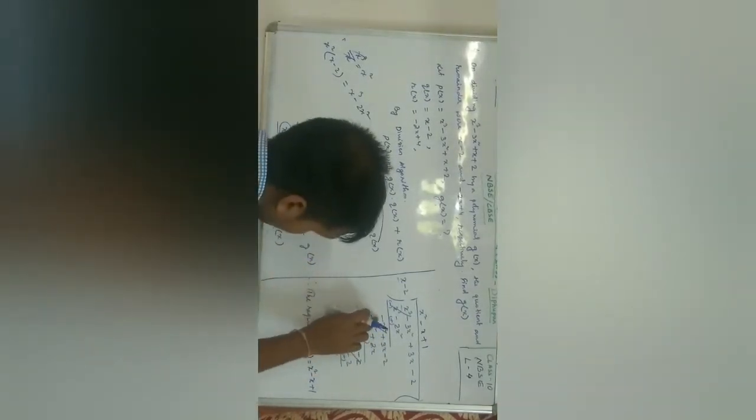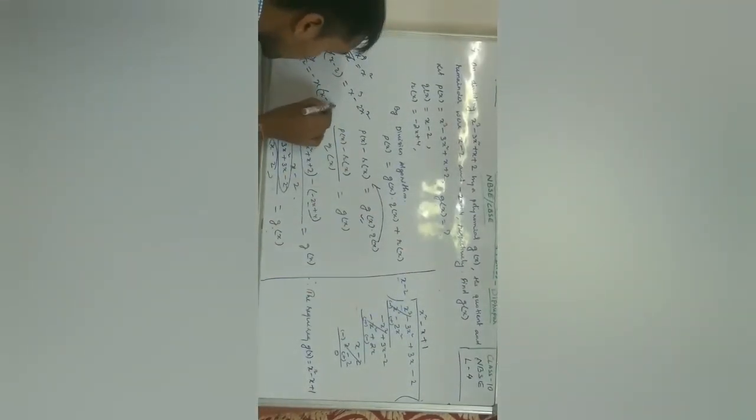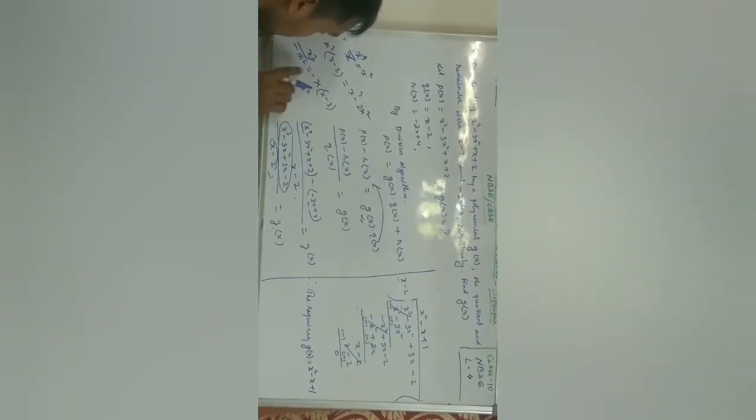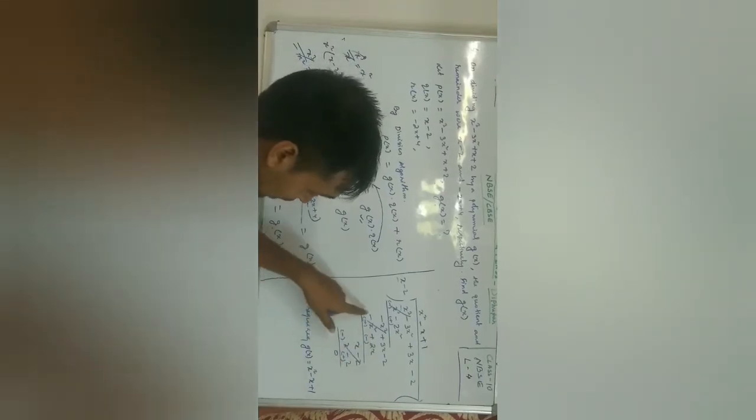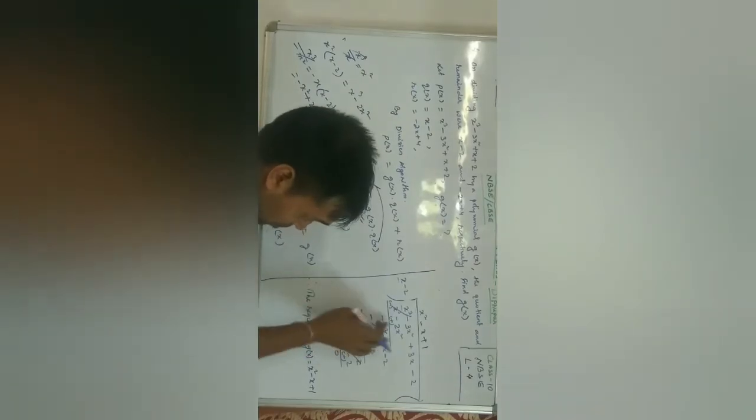Again, what is the first term here? Minus x squared. So we write here minus x, because minus x squared divided by x gives minus x. And with this minus x, we'll multiply this one, same thing as we did in the previous questions. So minus x into x, minus x squared. And minus into minus, plus 2 into x, 2x. So we have written minus x squared plus 2x. Minus will become plus, plus will become minus, so these two can be cancelled.